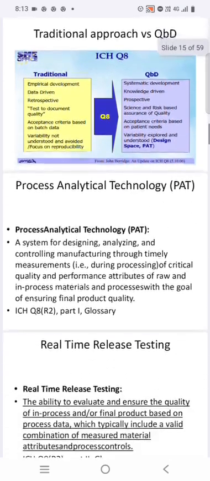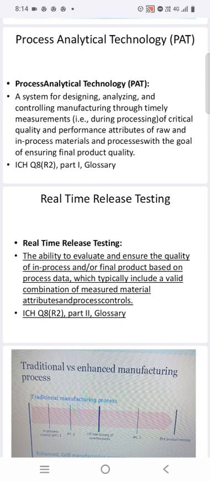Now see, follow the term process analytical technology, PAT. Process analytical technology is a system of designing, analyzing and controlling manufacturing through timely measurements during processing of critical quality and performance attributes of raw and in-process materials and process with the goal of ensuring the final product quality. Now see, the objective of QbD is to get the final product quality, a good quality product, and PAT is the process analytical technology.